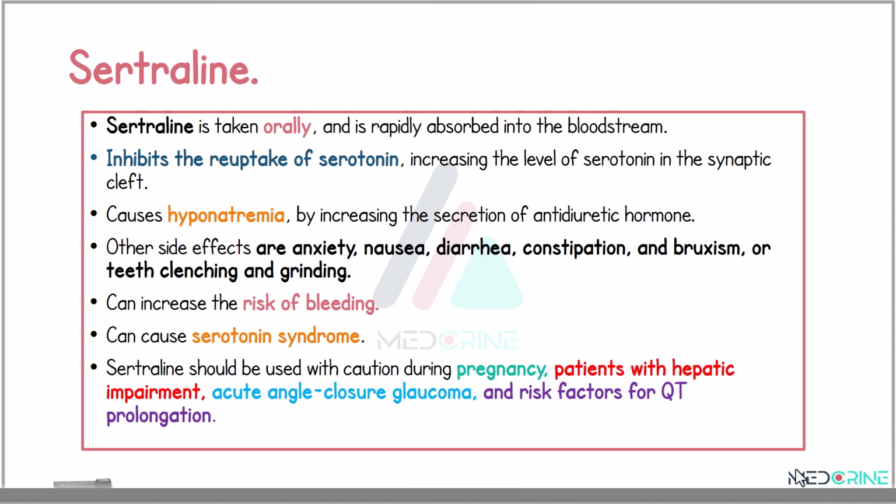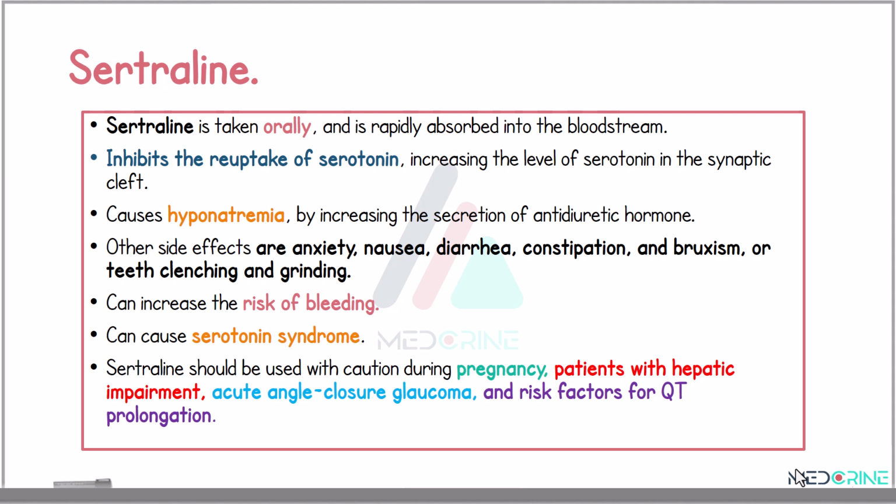Let us focus on one example of SSRIs known as Sertraline. Sertraline is taken orally and is rapidly absorbed into the bloodstream. Once this drug is in the bloodstream, it travels to the brain, inhibiting the reuptake of serotonin neurotransmitter, therefore increasing the level of serotonin within the synaptic cleft.